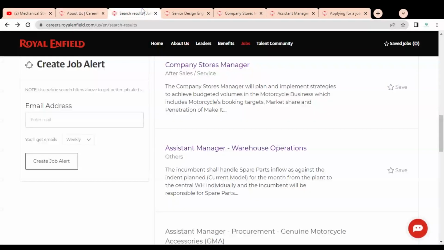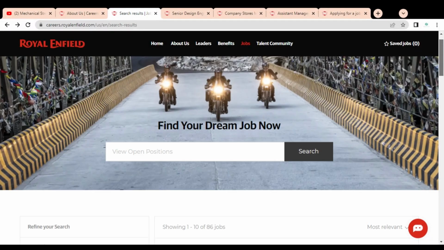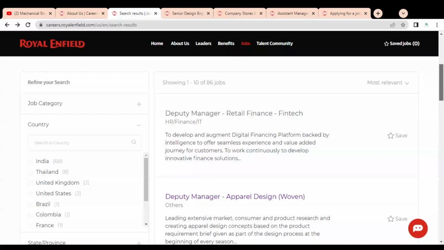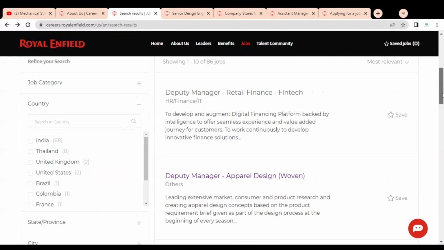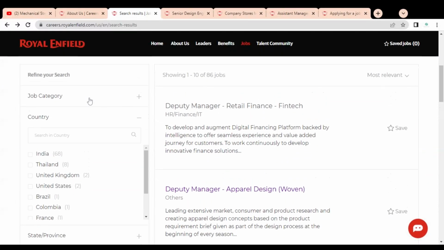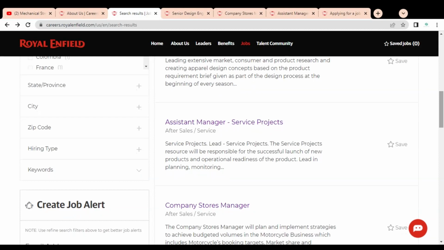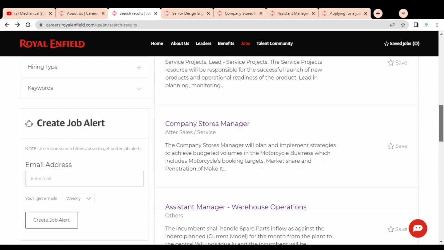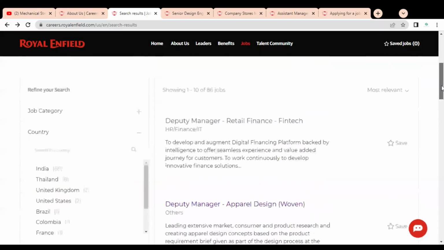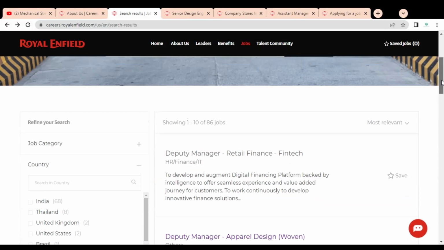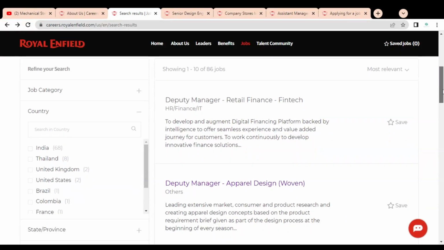So friends, here you can see we are at the official career page of the Royal Enfield company, and multiple job openings are given. On the left hand side, various types of filters are given. You can select the job category, your country, then your state, city and keywords so that you can easily find the job opportunity and you do not have to search through the various jobs. So friends, please use it.